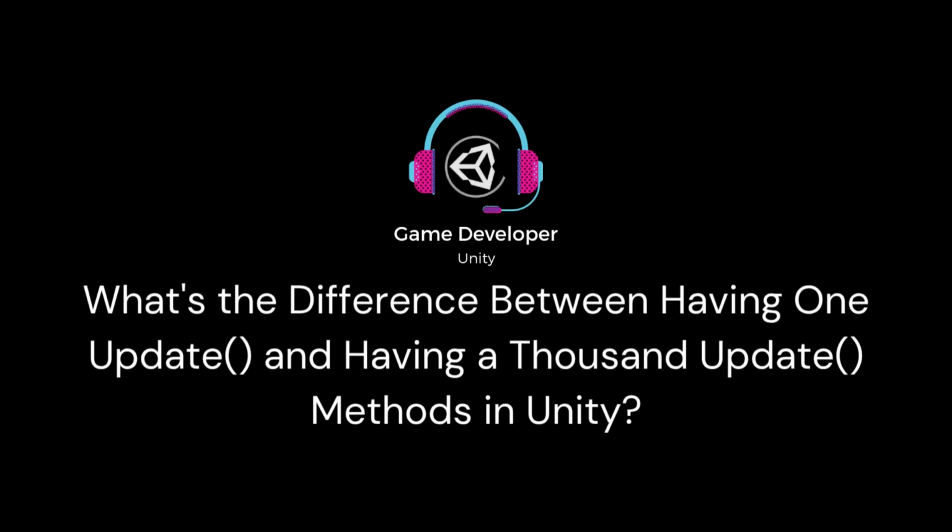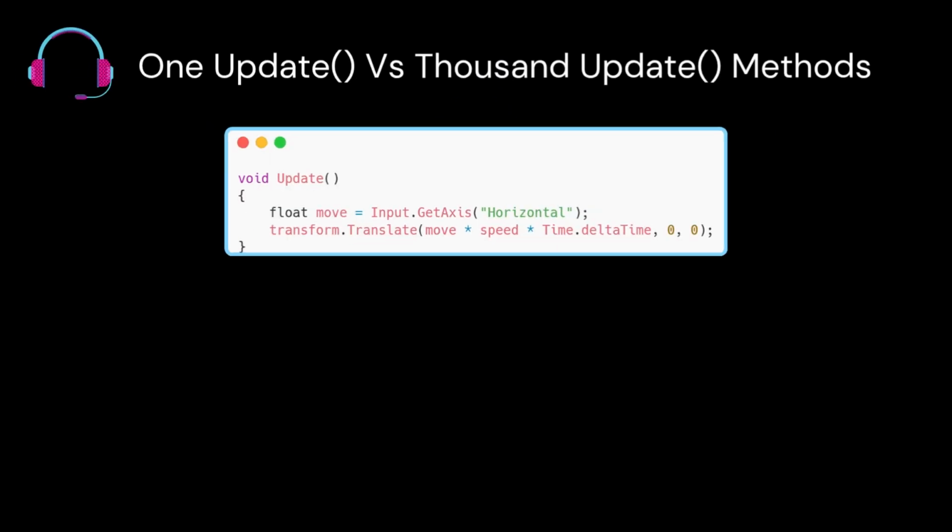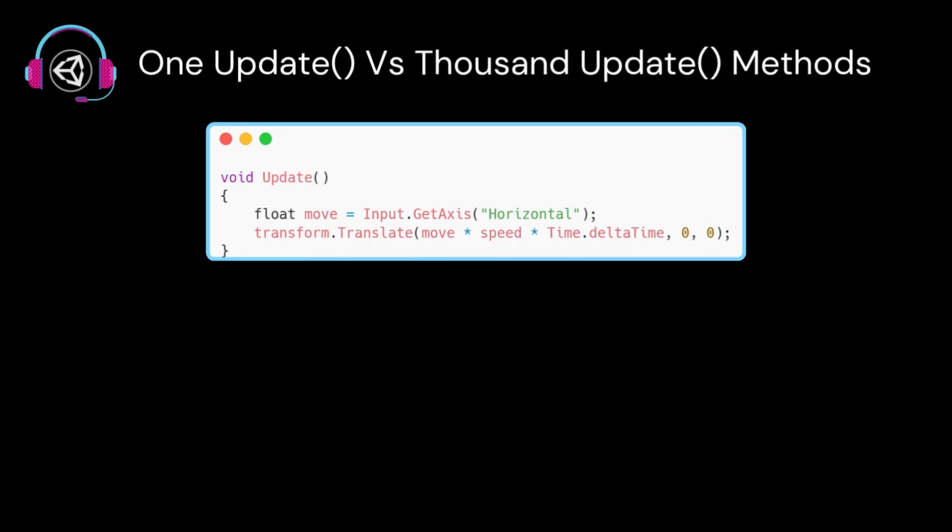What is the difference between having one Update and having 1000 Update methods in Unity? In Unity, every active script that has an Update function gets called once per frame by the engine.